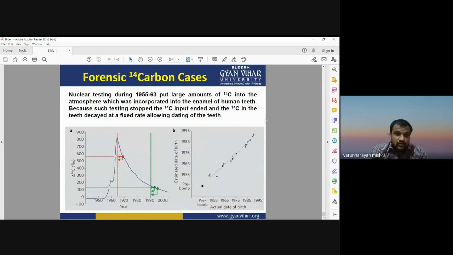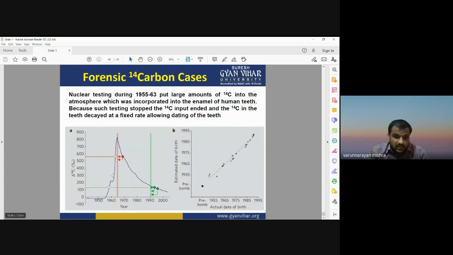Okay, so nuclear testing during 1955 to 63 put a large amount of carbon-14 into the atmosphere, which was incorporated into the enamel of human teeth. Because such testing stopped, the carbon-14 input ended, and carbon-14 in the teeth decayed at a fixed rate, allowing dating of the teeth. During the nuclear testing, a high amount of carbon-14 was released in the atmosphere that was absorbed by the human body, by different living organisms on the Earth surface. So it is also important to know that carbon-14 is used for various applications.